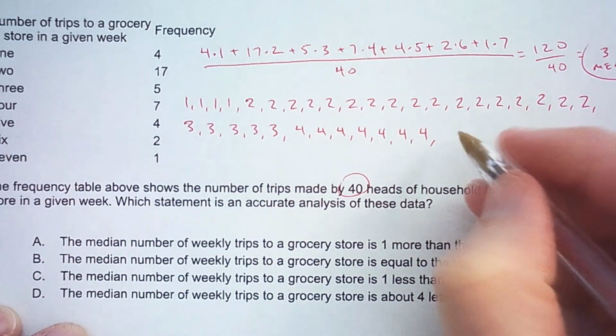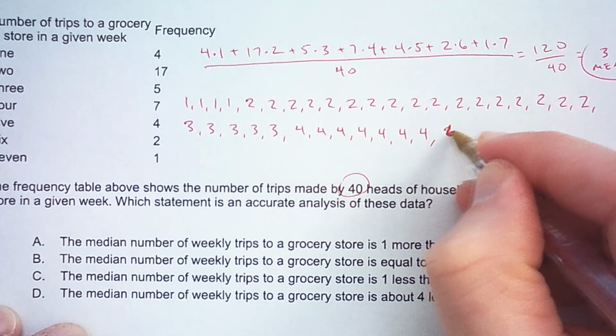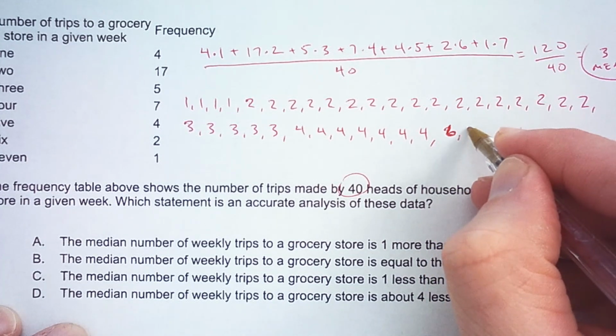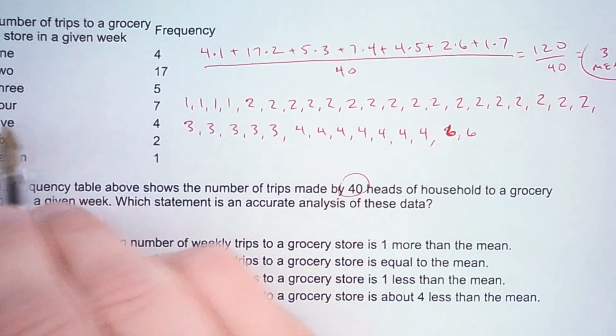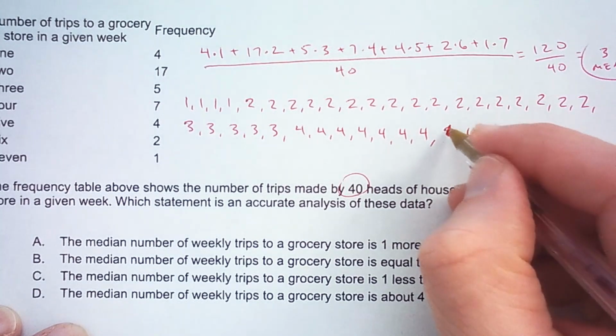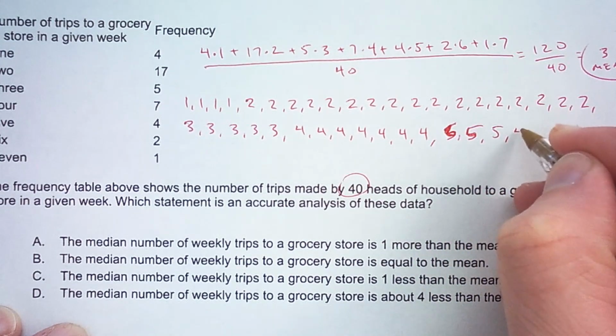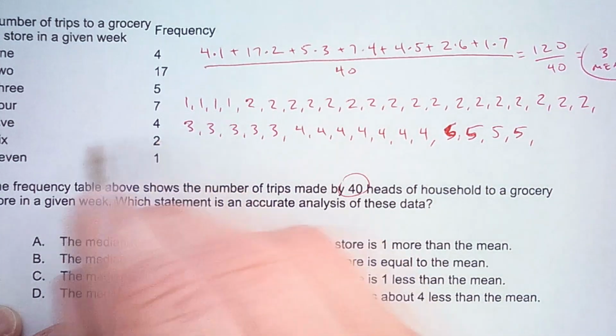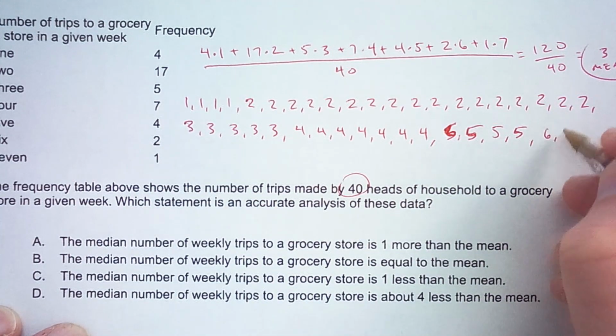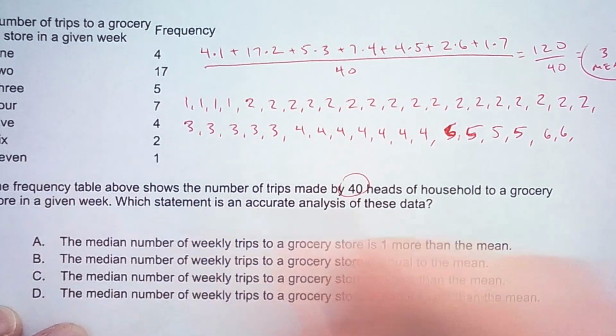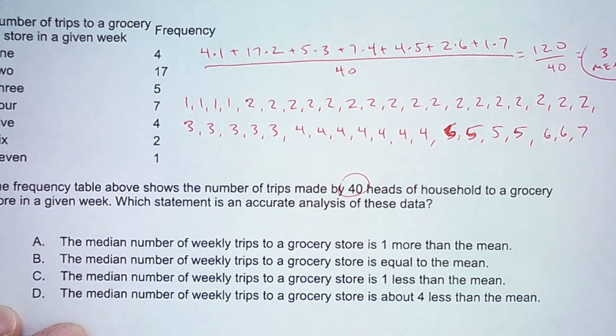2 people said 6. 1, 2. And I skipped the 5s. 4 people said 5. So I actually need to put that first. 1, 2, 3, 4. Then 2 people said 6. 1, 2. And 1 person said 7.